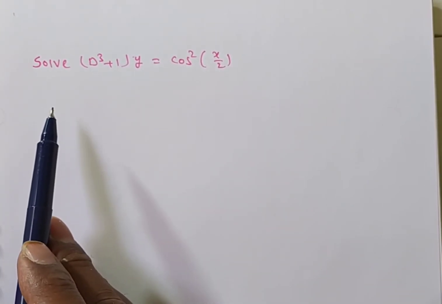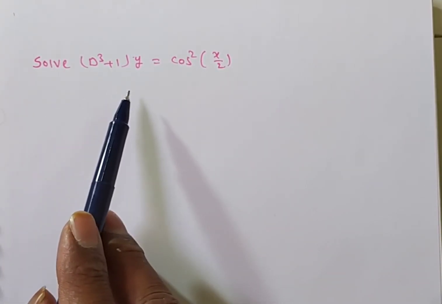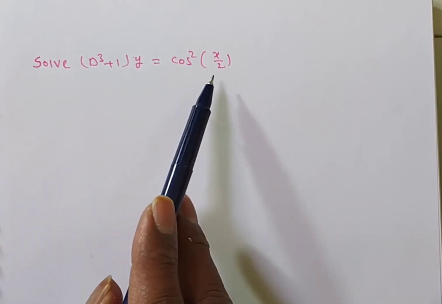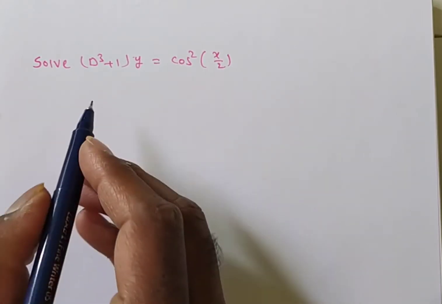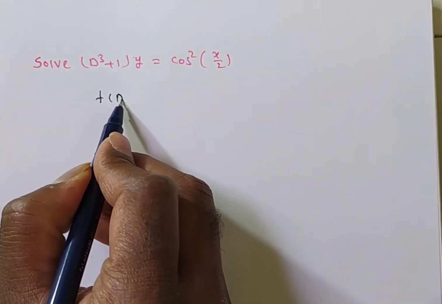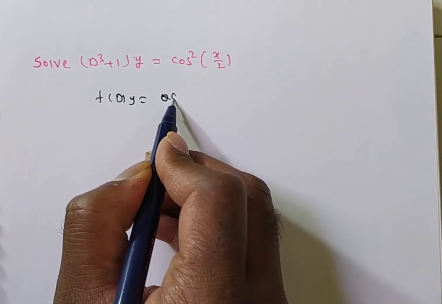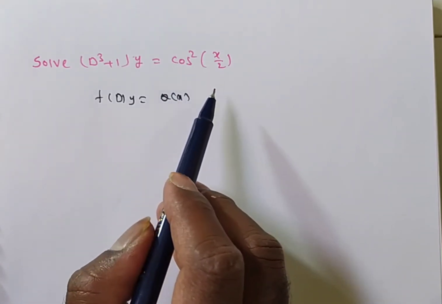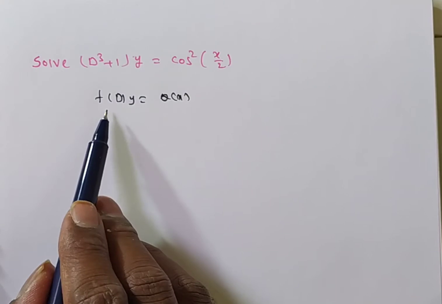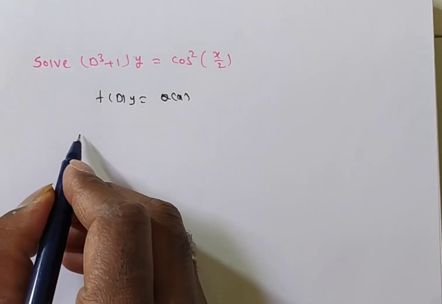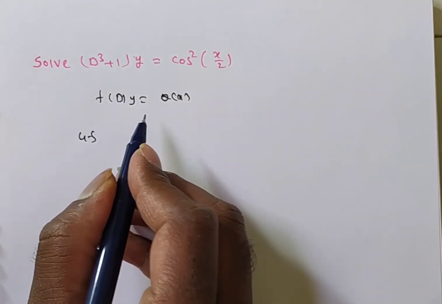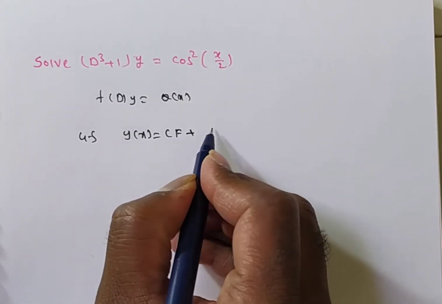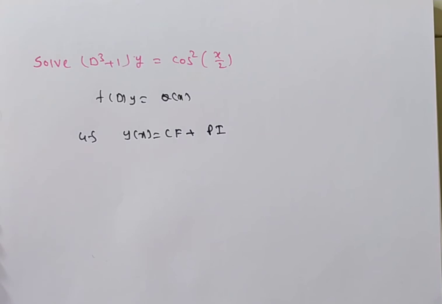The problem is to solve (D² + 1)y = cos²(x/2). So this is in the form of f(D)y = Q(x), where Q(x) is equal to cos²(x/2). Now what is the general solution for this? The general solution of f(D)y = Q(x) is y(x) equal to complementary function plus particular integral.